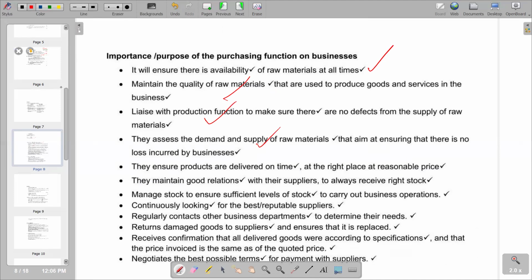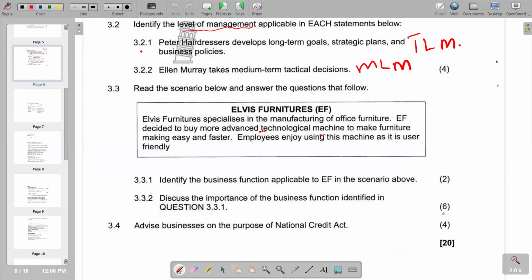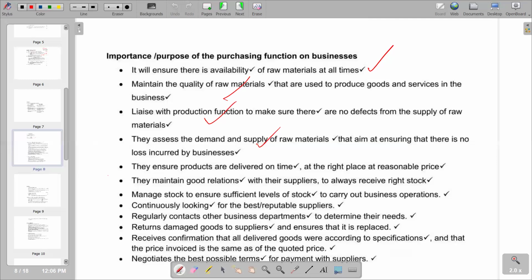If you go back to our question, it has 6 marks, so obviously the answer would have 3 points. We have other points that we can also include that are also correct.